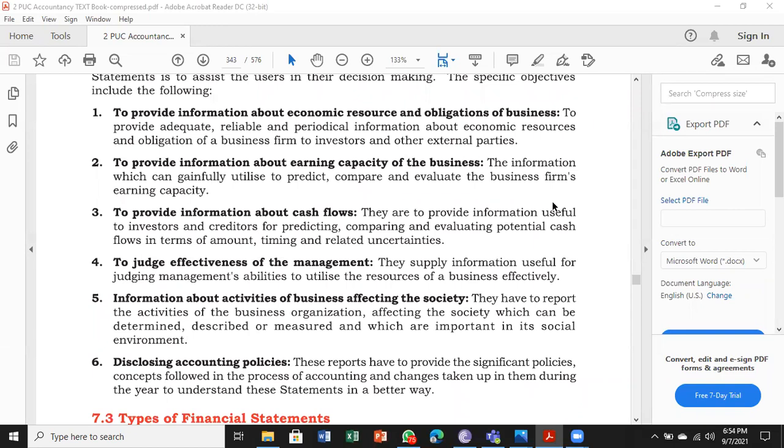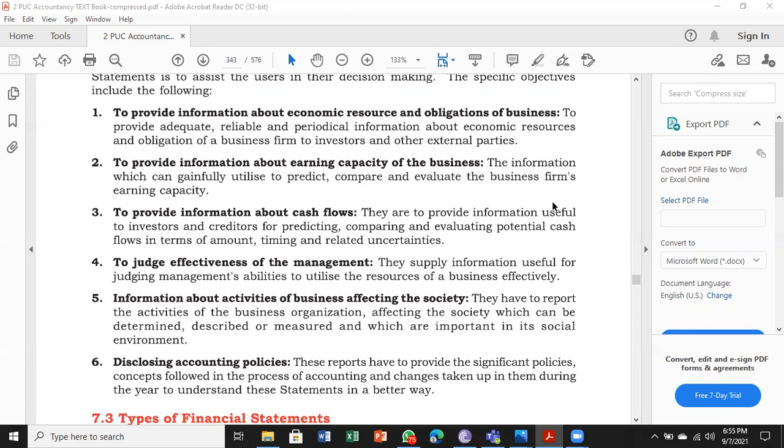So that is the one. Next is information about activities of business affecting the society, because all business organizations depend upon the society for various sources. So they are answerable to society, because business gets raw material from the society, raw material from the environment which belongs to society, then human resource for working. So to sell, customers are again from society.